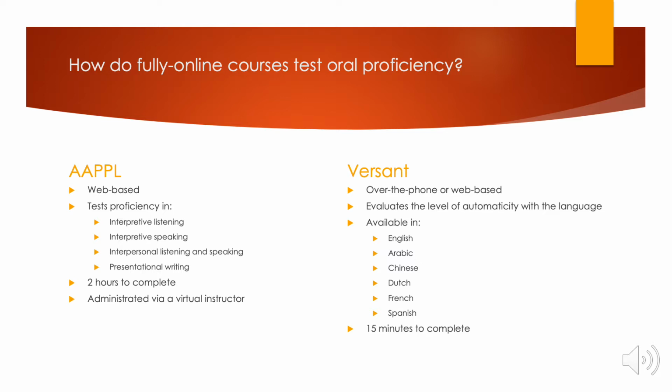We also have Versant, which is developed by Pearson Education and can be administered over the phone or on a computer with internet access. It takes about 15 minutes to complete. It is available in English, Arabic, Chinese, Dutch, French, and Spanish, and ultimately evaluates the examinee's level of automaticity with the language, which is different from the ACTFL OPI, which stands for Oral Proficiency Interview, that assesses 3 modes of communication.